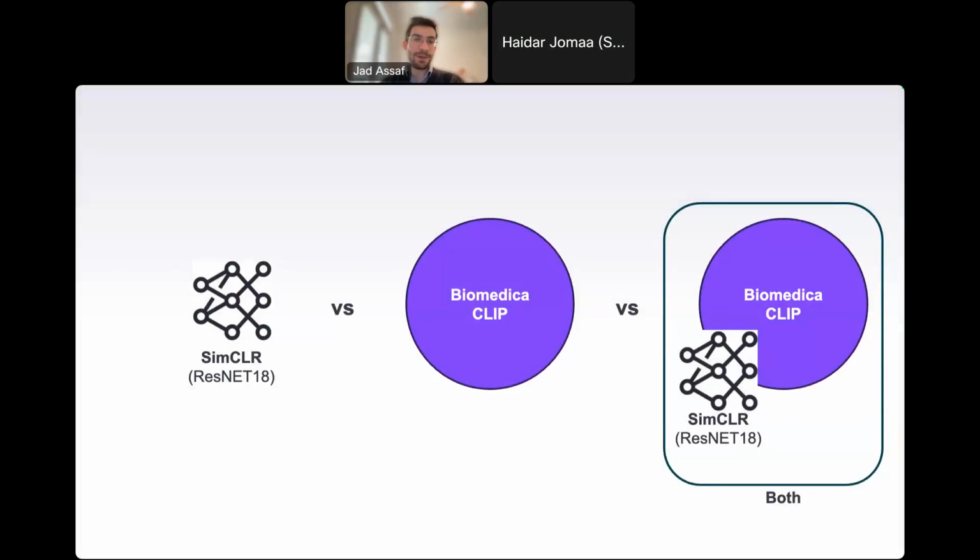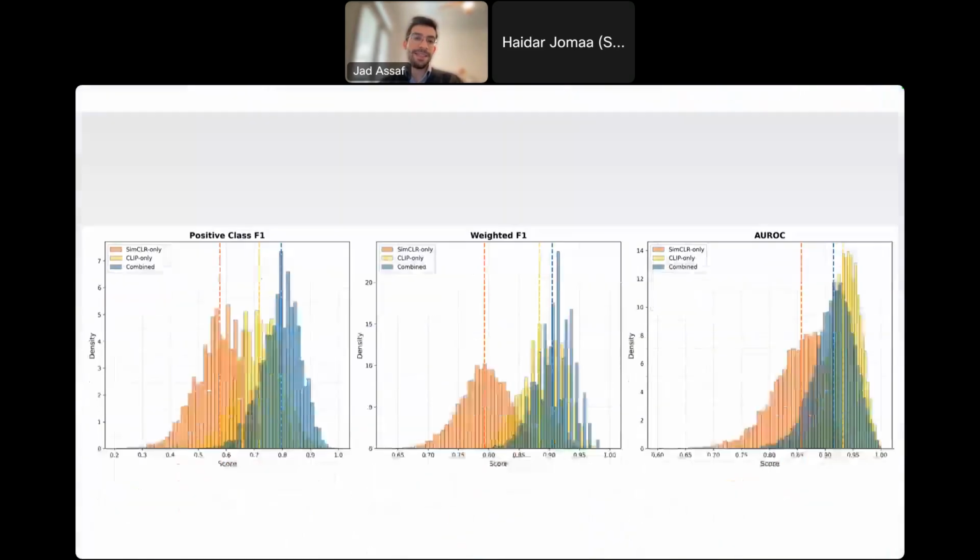I decided for the sake of experimentation to compare the performance of the SimCLR we trained to the Biomedica CLIP that we had, as well as a combination of both. So what happens if we run our own in-house model plus a foundational model that we found online? Do we reach a better performance? Is it worth it for a lab to invest resources in training their own model in-house, or do they have to just take a pre-trained model and perhaps train an extra layer of neurons on top of it and call it a day? And this is what we obtained.